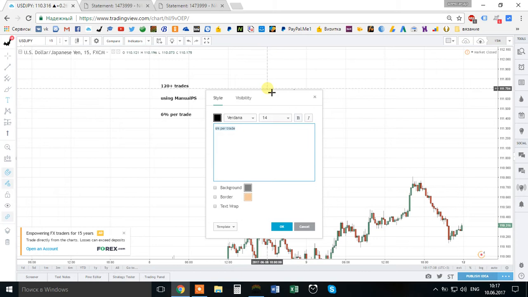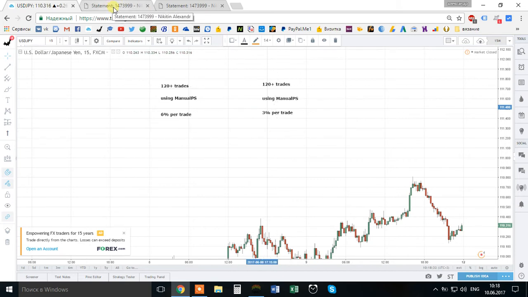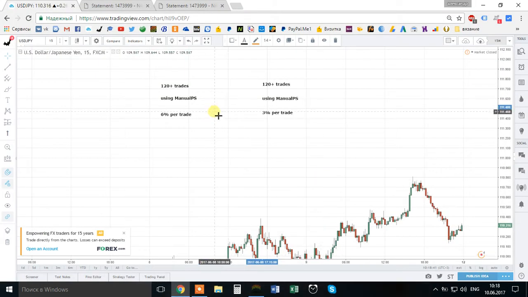The second experiment is the same, using absolutely the same input parameters: 120 plus trades, maybe 130, I don't know. The second parameter is using manual pattern search for identification, and the last one is using 3% per trade. This is a more comfortable way for many of you, and for me for sure it is more comfortable. Now statement number 1 shows 6% per trade, and statement number 2 shows 3% per trade. As I told you, 1973.99 Nikitin Alexander is the account I have in my MetaTrader. So I just extracted that from there.